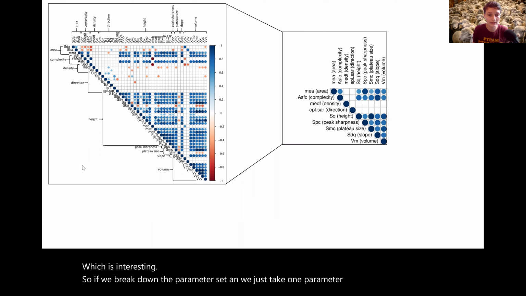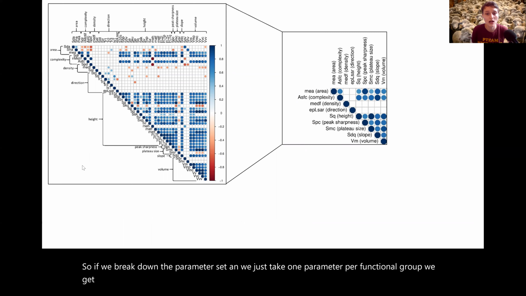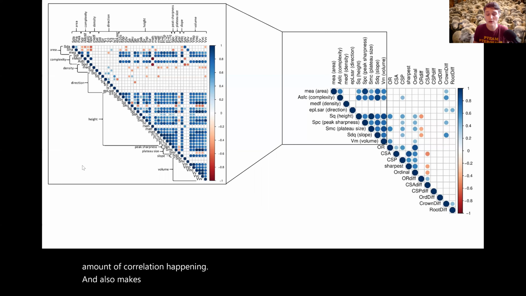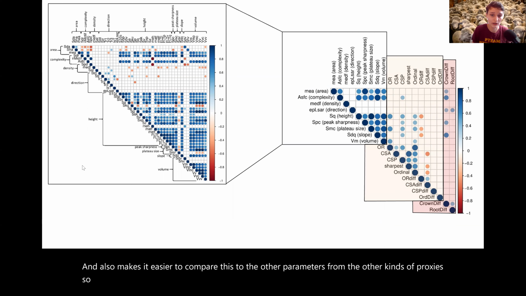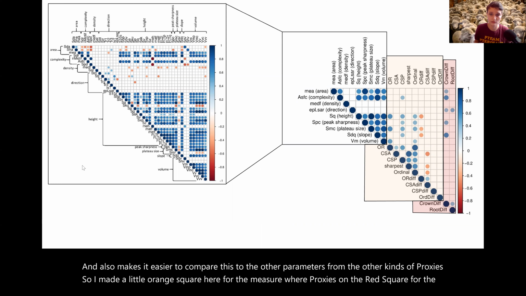So if we break down the parameter set and we just take one parameter per functional group, we get this little square here, which is much more manageable. And as you can see, there is still a high amount of correlation happening. It also makes it easier to compare this to the other parameters from the other kinds of proxies. So I made a little orange square here for the mesowear proxies and a red square for the absolute wear proxies on the right side, if you're colorblind.